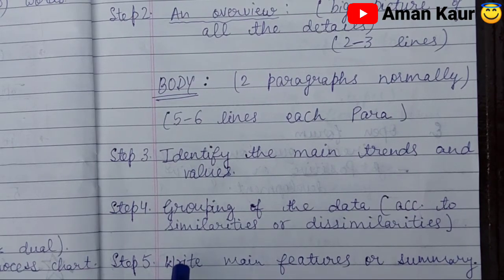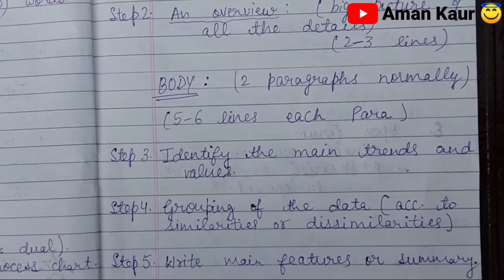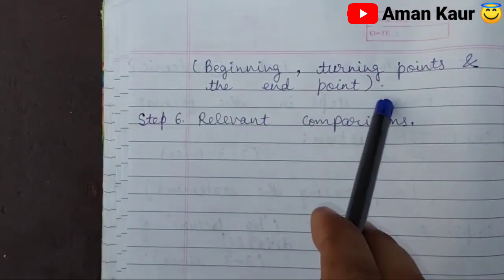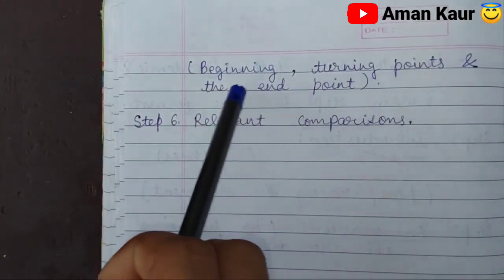The next step is to write main features or summary. The main features and summary means we do not have to write each and everything, we just have to write the main features or a summary. Here I would like to give you a tip on how to identify the main features. The main features can be identified from the beginning of the period, or drastic or noticeable changes or fluctuations or turning points, or at the end of the period. Here I have written all those things: beginning, turning points, and end point.